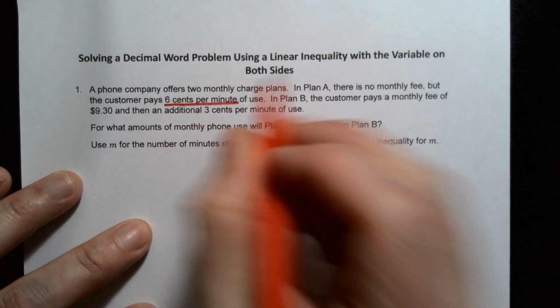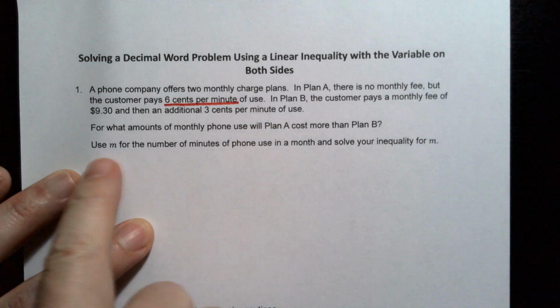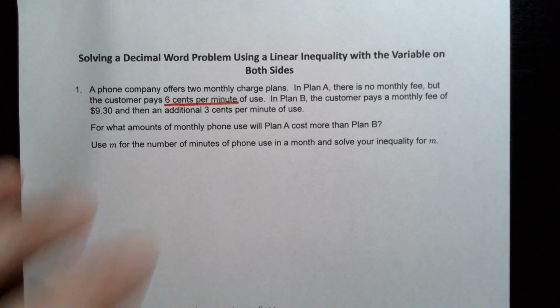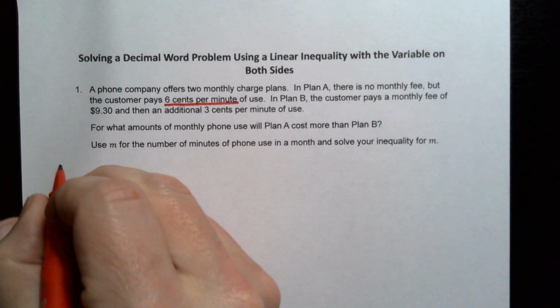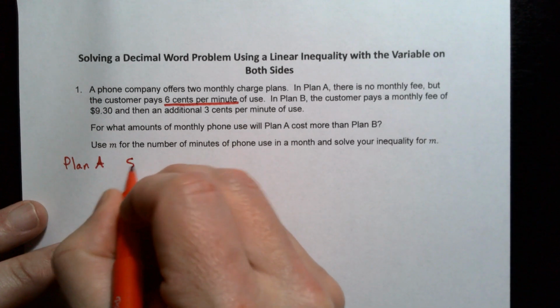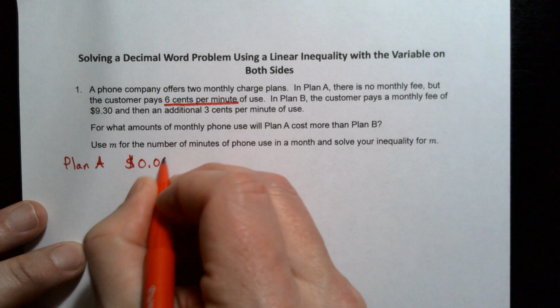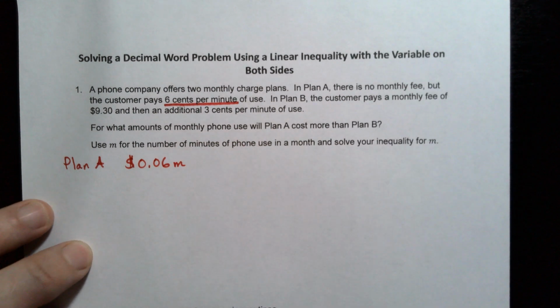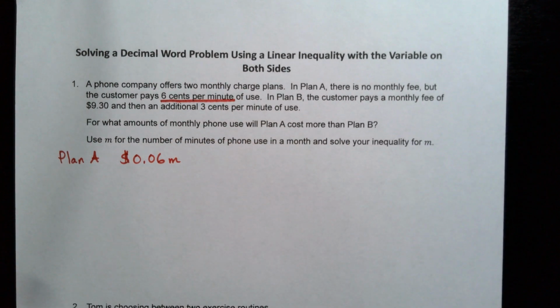6 cents per minute. Okay, looking down here, we are going to use M for minute, so I can write down that company A, or plan A is 0.06 cents per minute. Okay.